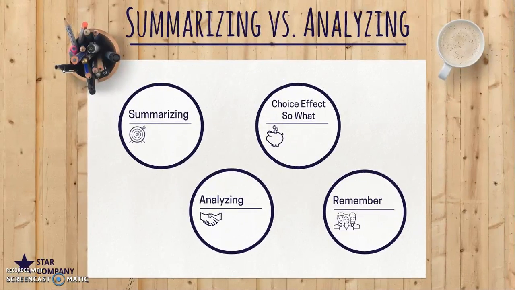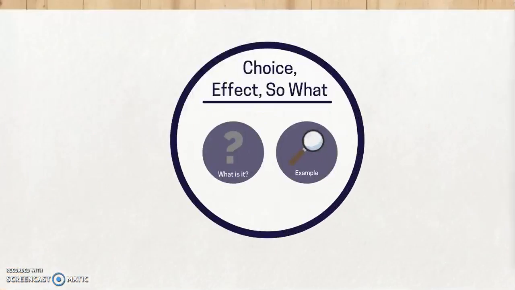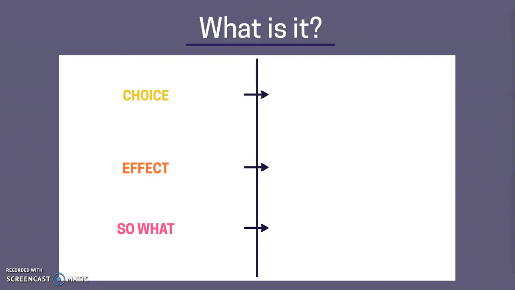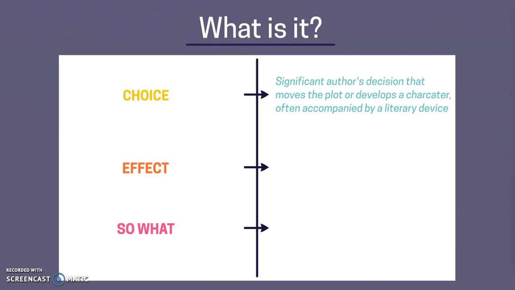So before we get into why that is an analysis versus why it would be a summary, we're going to look at the technique that many people use in order to analyze a text, and it is a very effective way, so hopefully it makes it a little bit easier for you, and then we can apply it to that previous analysis. So it is called choice effect. So what? By choice, we mean a significant decision by an author that moves the plot or develops a character, and it is often accompanied by a literary device.